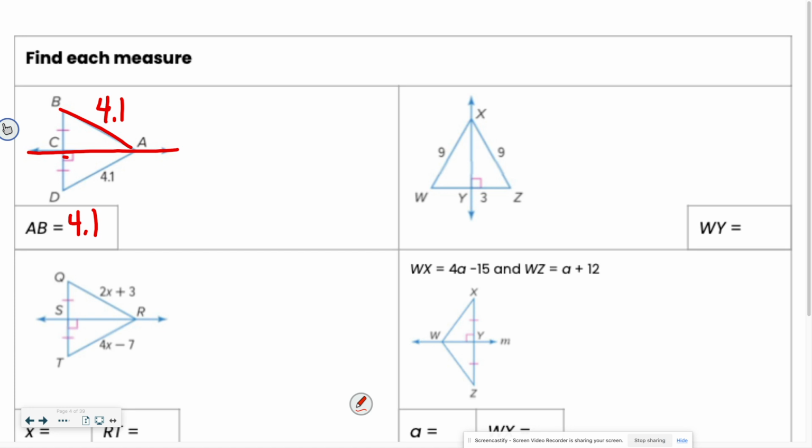Now here's the converse. I notice that X is both 9 away from Z and W, so that means it's on our perpendicular bisector here. So if YZ is 3, then WY is also 3.